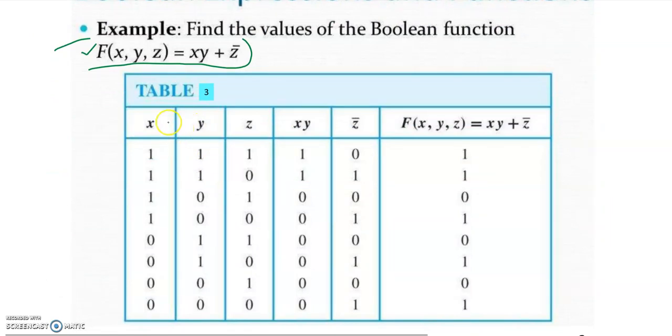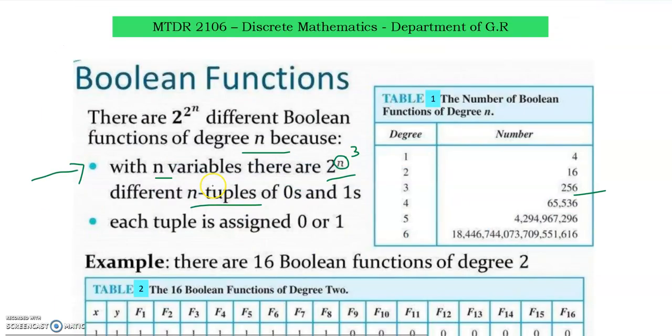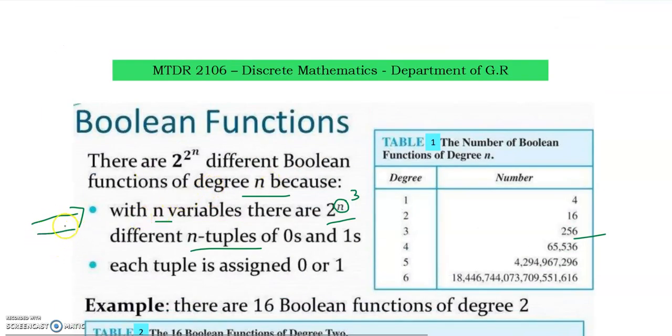You see the first 3 columns. You see here 3 variables, X, Y, Z are the variables. But in the function we have the term Z bar, complement of Z, but the variables are 3. Now you see the first row, second, third, fourth, fifth, sixth, 7th, 8th. So 8 different 3-tuples we have for 3 variables. This is what we are discussing in the first part.